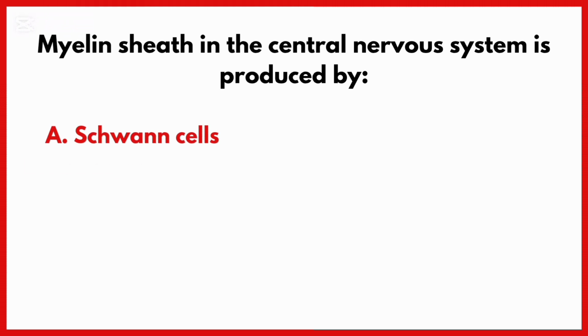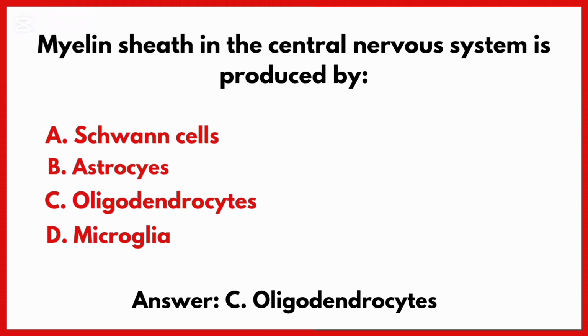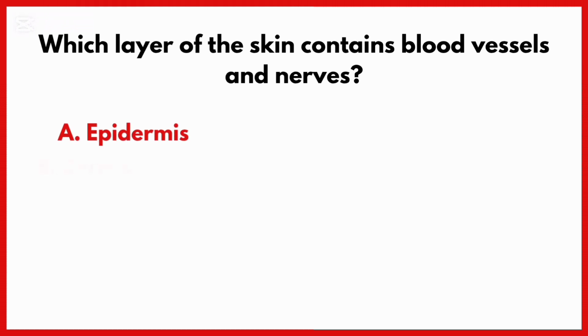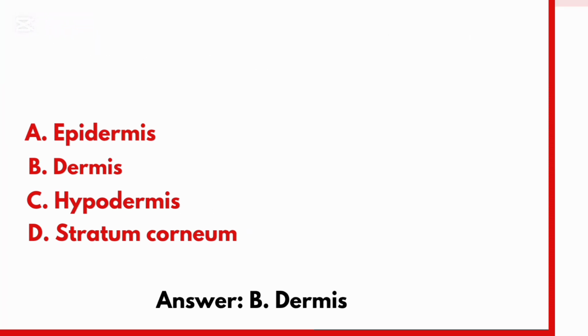Myelin sheath in the central nervous system is produced by. Correct answer is option C, oligodendrocytes. Which layer of the skin contains blood vessels and nerves? Correct answer is option B, dermis.